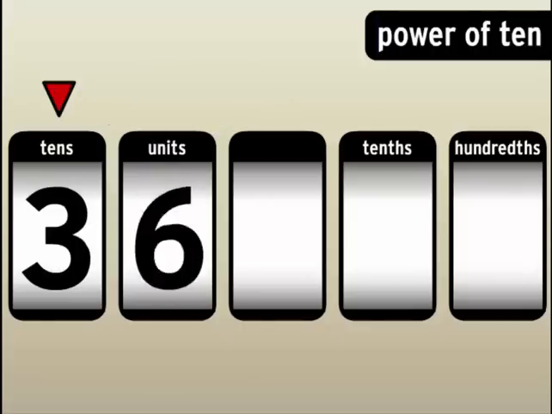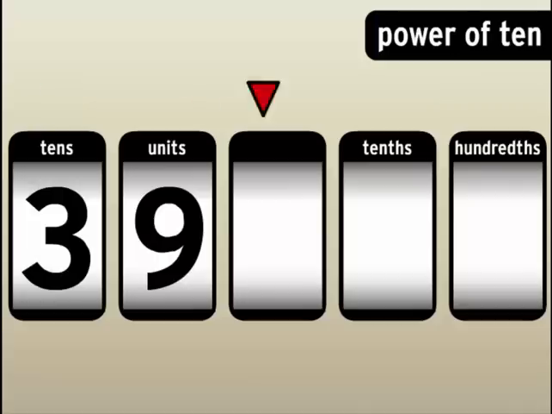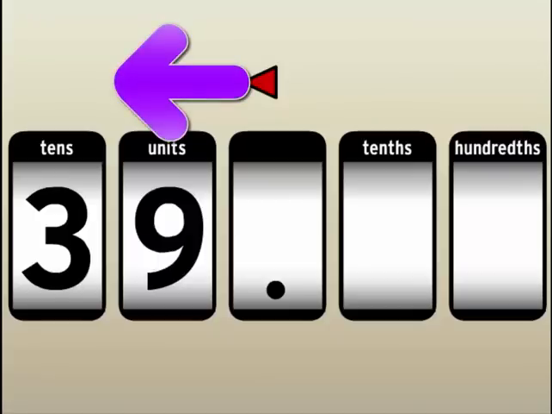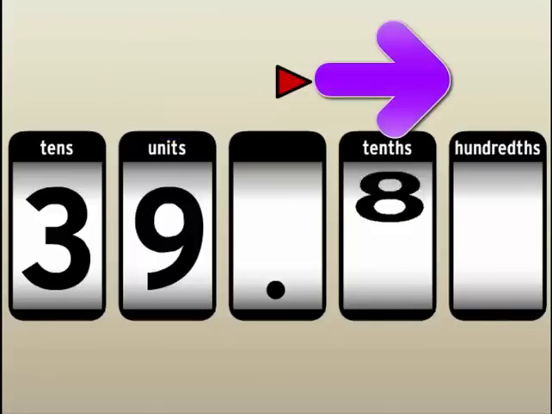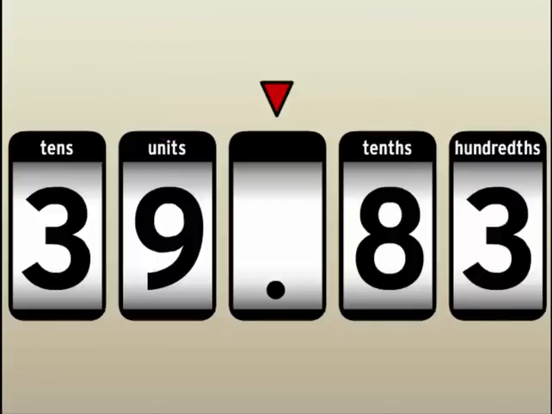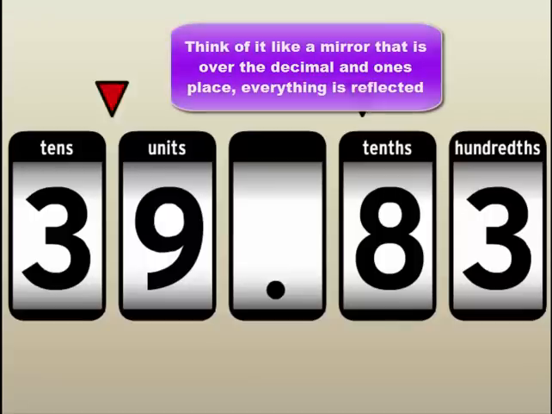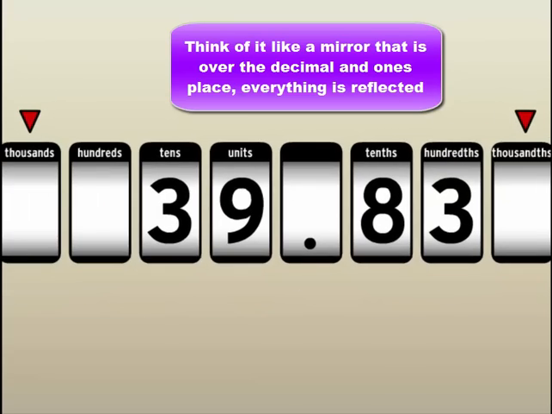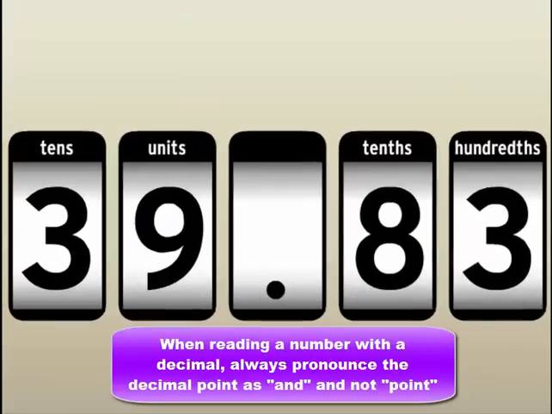Because decimal units are smaller than 1 unit, you actually move to the right of the units place. To do that, you need this guy, the decimal point. Numbers to the left of the decimal point are whole numbers, and numbers to the right are decimals. Except for the units, every place on the left side has a decimal equivalent on the right. Tens and tenths, hundreds and hundredths, thousands and thousandths. So this number is 39 and 83 hundredths.